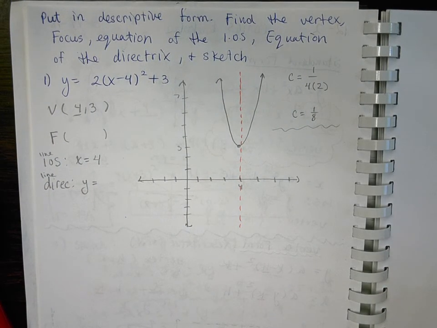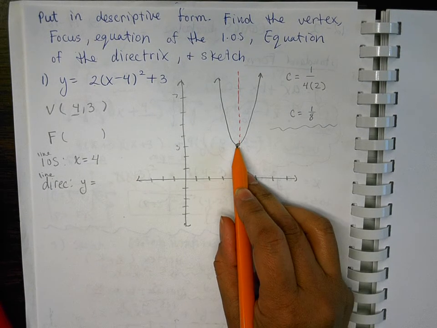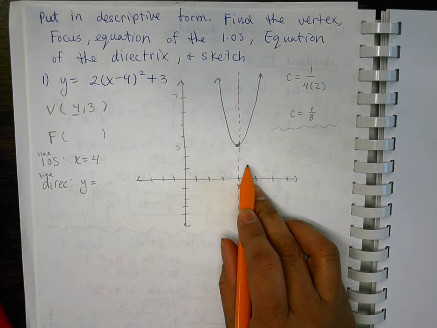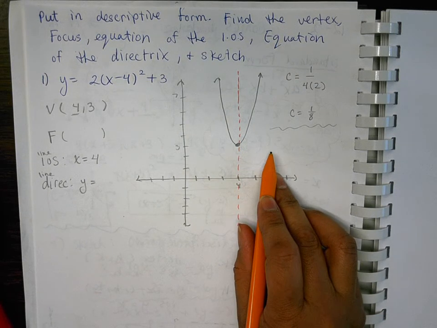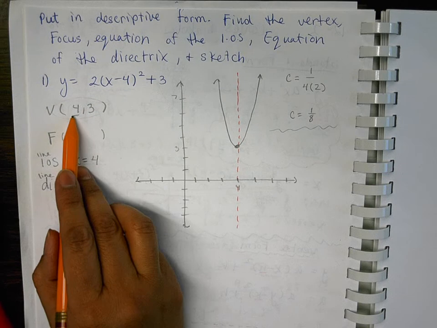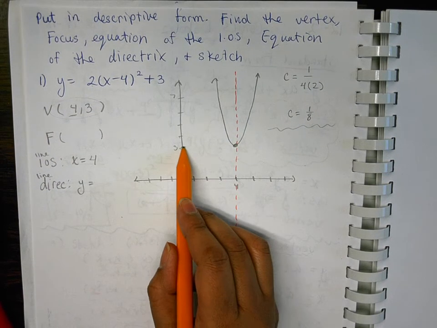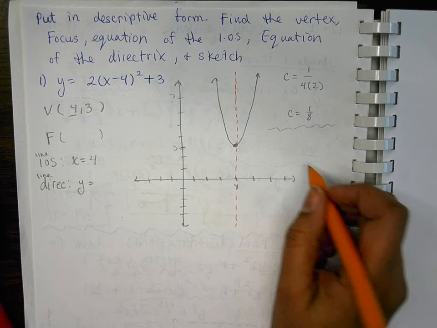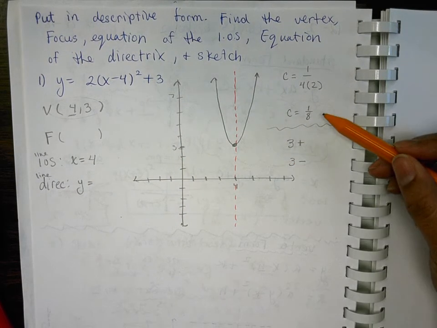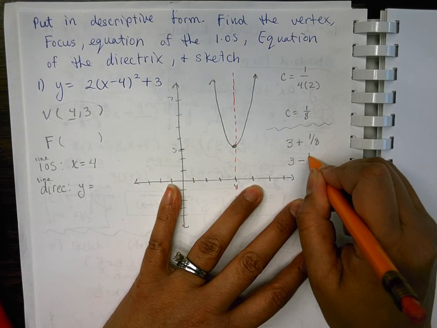All right, this is your vertex. And from my vertex, which direction am I moving for the focus and directrix? Up and down or right and left? Up and down. So when you move up and down, what changes? The x value or the y value when I'm moving up and down? Do you agree it's the y value? The 3 is going to go up and the 3 is going to go down. How far? 1/8. We just need to figure out which one is which.